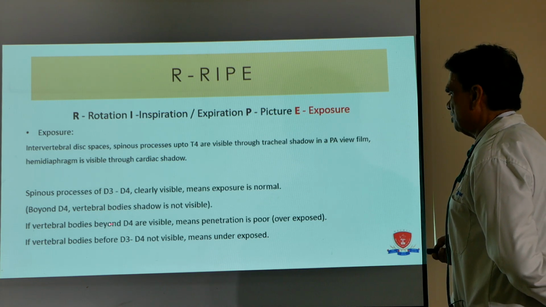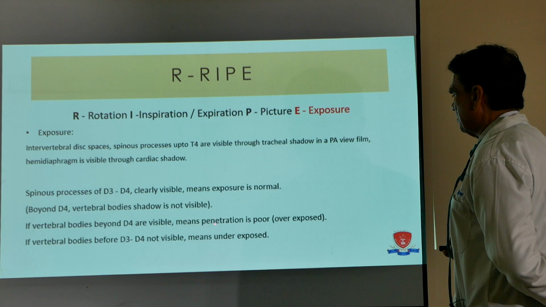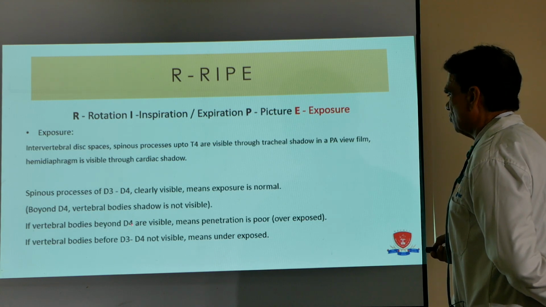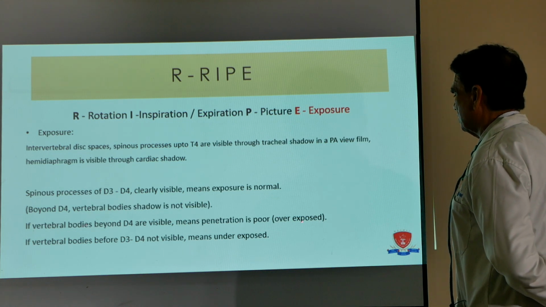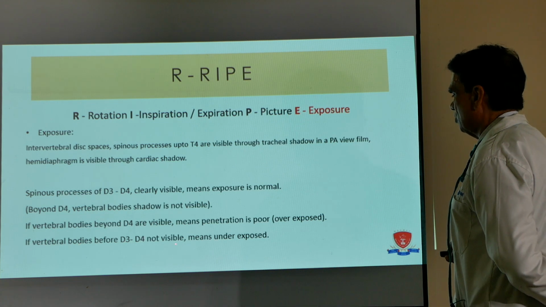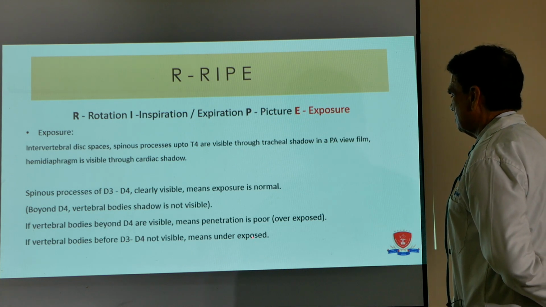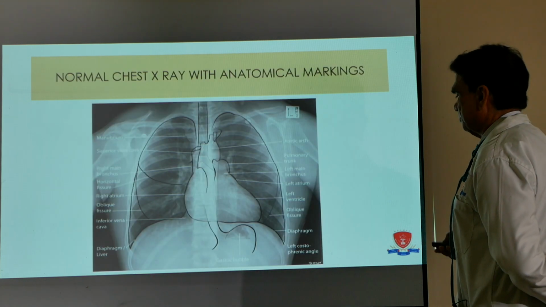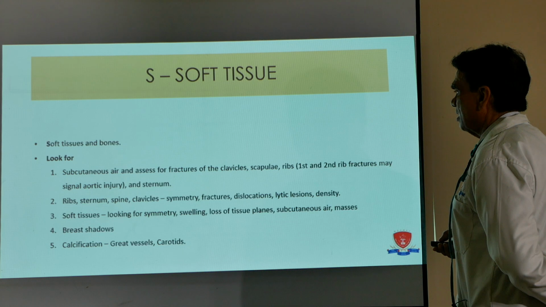If vertebral bodies beyond D4 are visible, it means penetration is poor, that is, overexposed. If vertebral bodies before D3, D4 are not visible, it means this is underexposed, not adequately exposed.